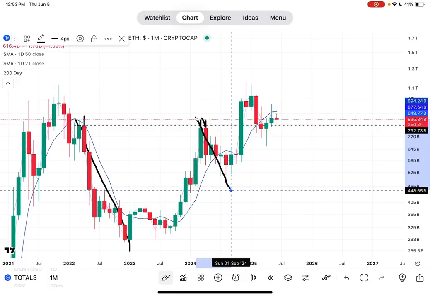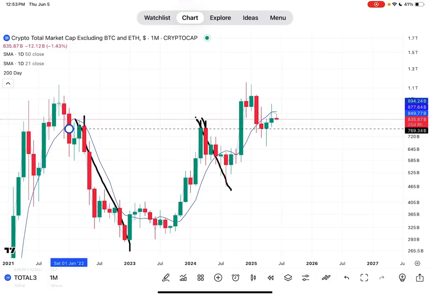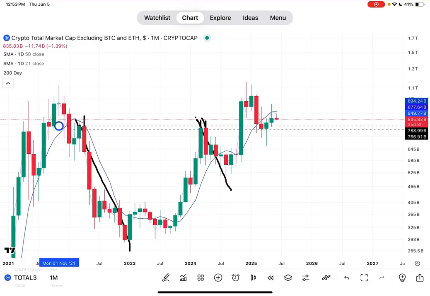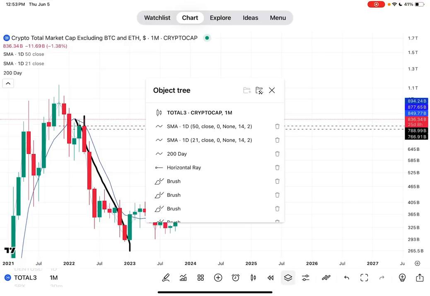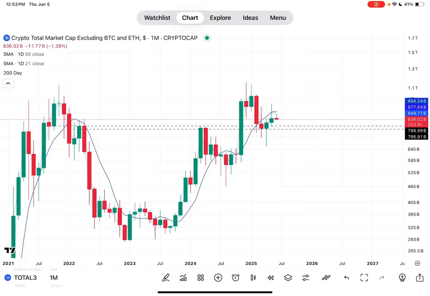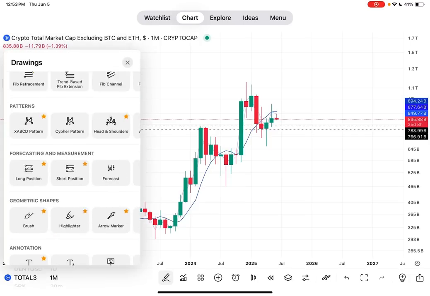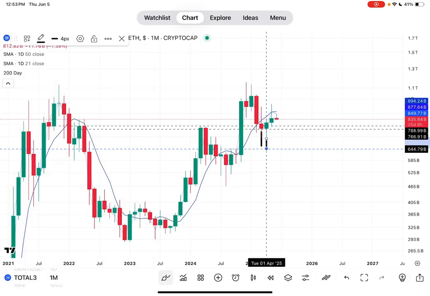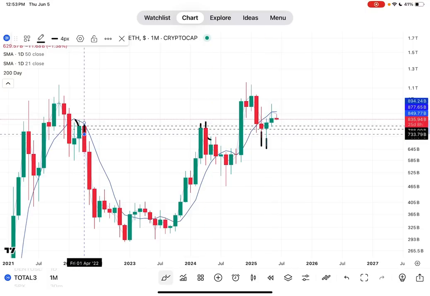But when have we ever backtested it as support? Well, that was in 2025, right over here. See how we backtested it? We backtested it in March and April of 2025. See how we closed above it? Right here.